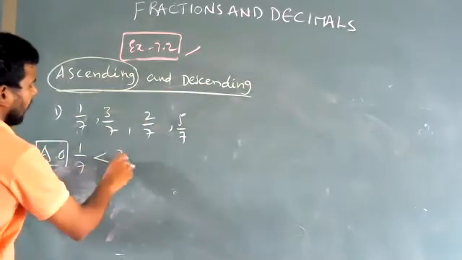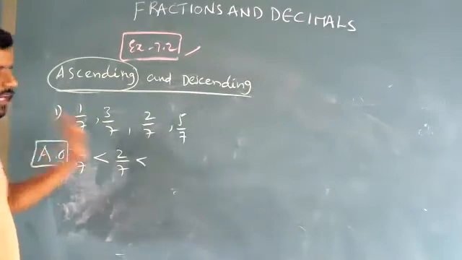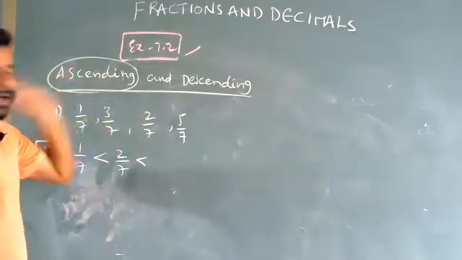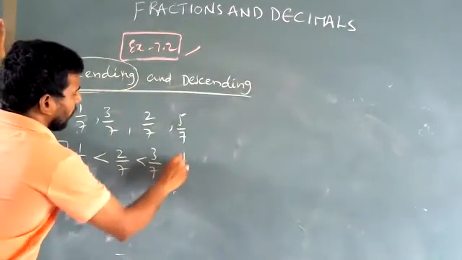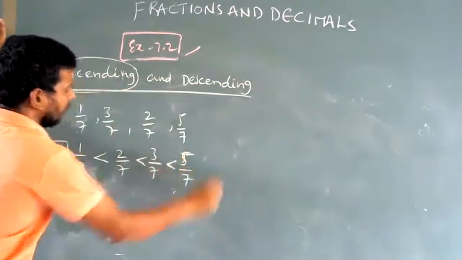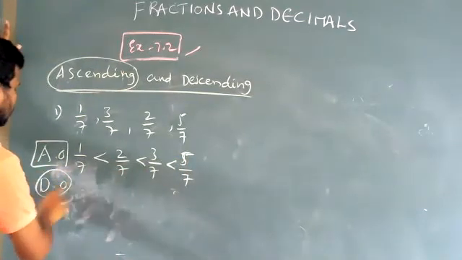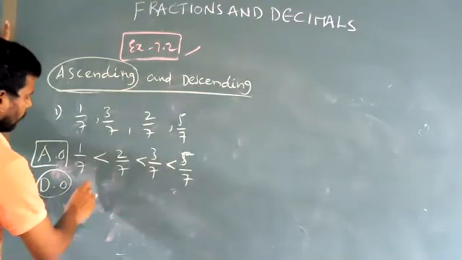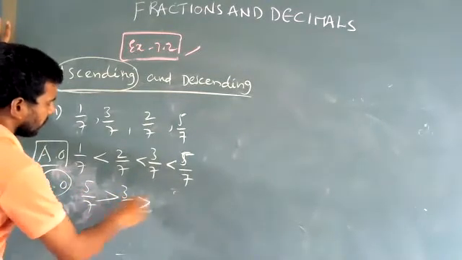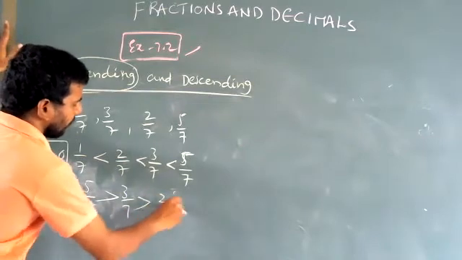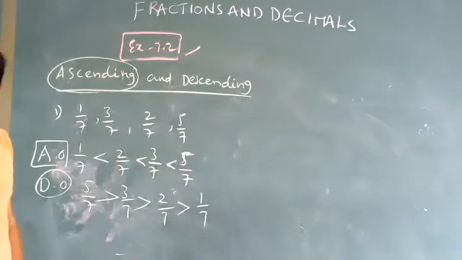after that 2 by 7, based on numerator. Why? Because denominators are same. It is called like fractions. Now take 3 by 7, 5 by 7. This is the ascending order. D.O. means descending order. Reverse: 5 by 7 greater than 3 by 7 greater than 2 by 7 greater than 1 by 7. This is the first problem answer.